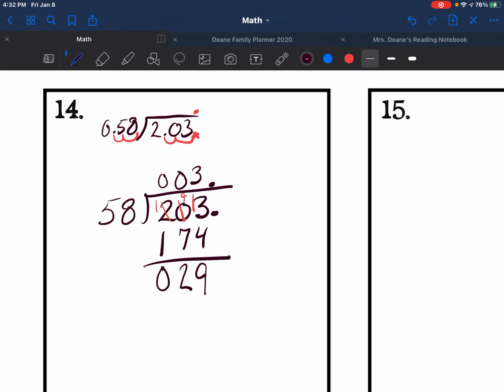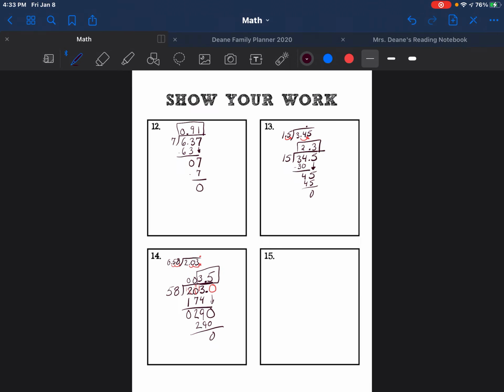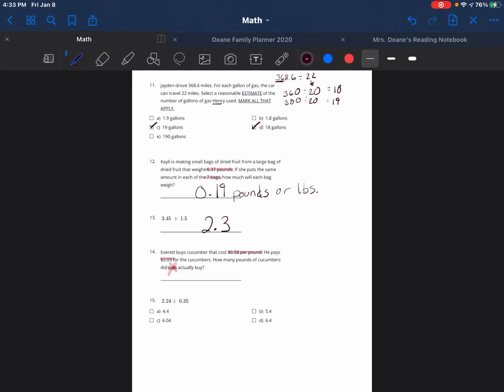Now, can I have a remainder when I'm dividing decimals? No way. So I add a 0 here. And actually, I'm going to do that in a different color so that you guys can see I added that in. And now I'm going to bring that down. 58 times what is 290? Well, that is 5. 5 times 58 is 290. So now I no longer have a remainder. I have an answer of 3 5/10.